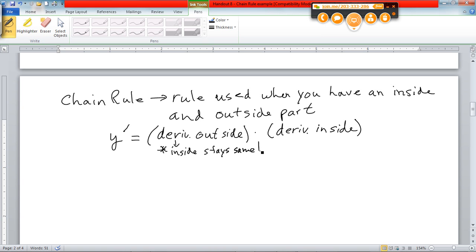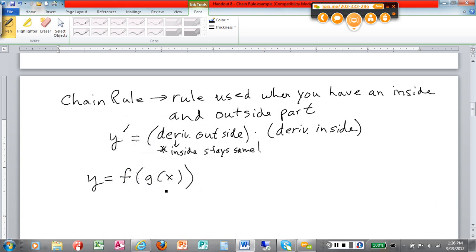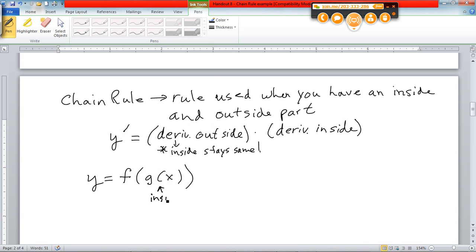Okay? Now, in more technical terms, let me show you this. You might see this somewhere else. This is kind of how we can write a scenario where we need the chain rule. Say we've got this function. The g of x is my inside part, and the f of that is the outside part. So I've got two parts, f and g, and g is on the inside of the f. So g is the inside, the f is the outside. This is kind of how it's written in more technical terms.